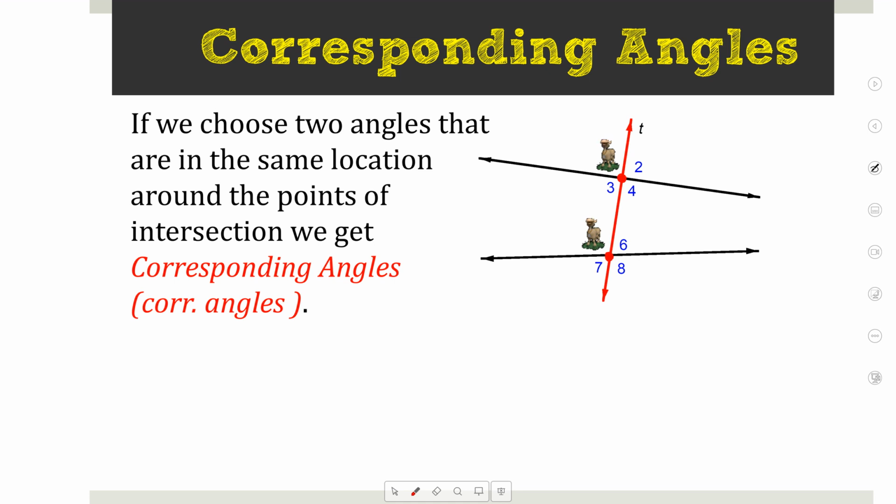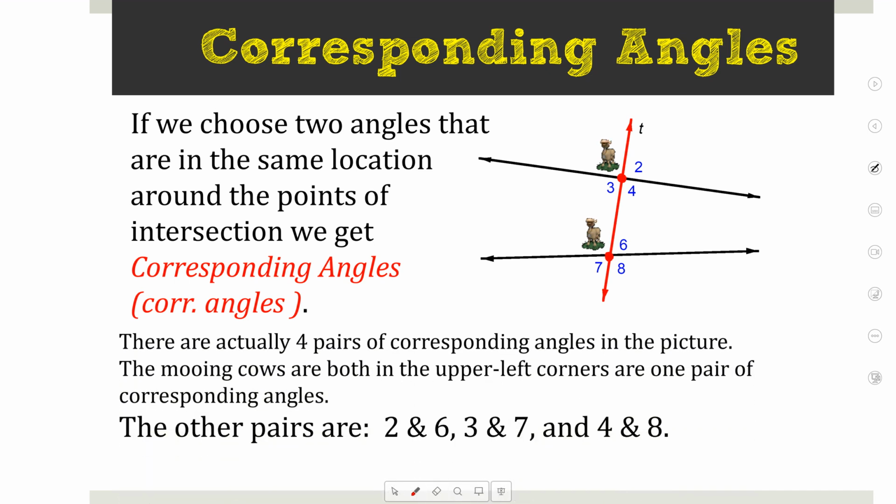Bob, where are the other pairs of corresponding angles? 2 and 6. 3 and 7. 4 and 8. Awesome, 4 pairs of corresponding angles. Upper left, lower right, upper right, lower left. Well done.